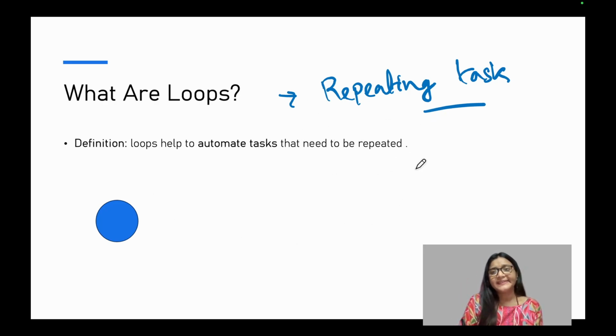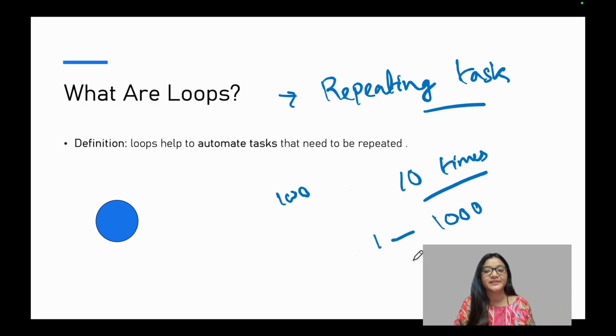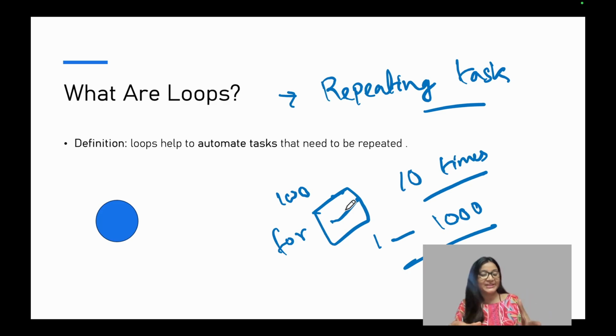Let's take an example: you have to make some calculation 10 times, or maybe you have to print a certain value 100 times. Or let's say you have to check which even numbers come in the range of 1 to 1000. That's quite a big process, but the calculation to check if a number is even or not is the same. So you just put the condition to check inside a loop, and the task would be done 1000 times.